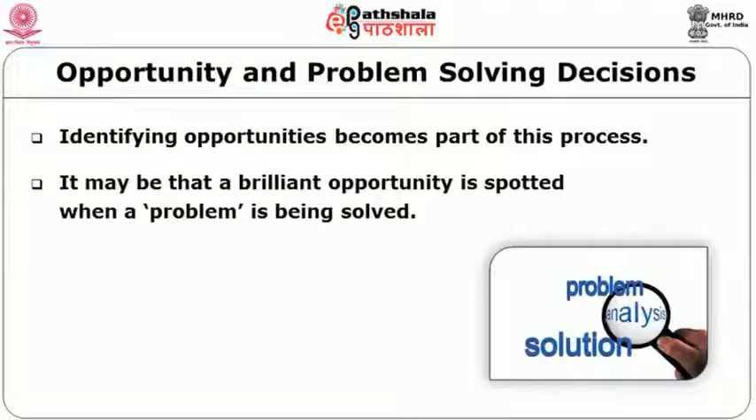Starting a new division in the same school can be an opportunity decision, which is generally done for the betterment, for the growth or for the development of the institution. So in this way, decisions can be taken for solving the problem, and some decisions can be taken for getting the opportunity or for the growth and development of the organization.